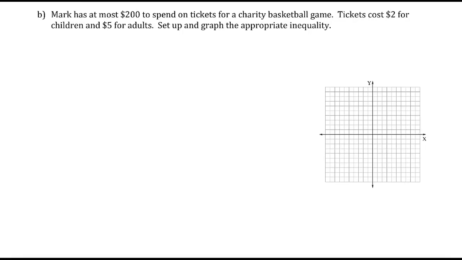We have two types of tickets to think about here. We have children's tickets and we have adult tickets. Let's let x be the number of children's tickets that can be purchased, and let's let y be the number of adult tickets to be purchased. If a child's ticket costs $2 and we have x of those tickets, then we have 2x as the cost of all the children's tickets. If we have y adult tickets and they each cost $5, then the cost of all of the adult tickets is 5 times y. Adding those together, we have the total cost of all the tickets.